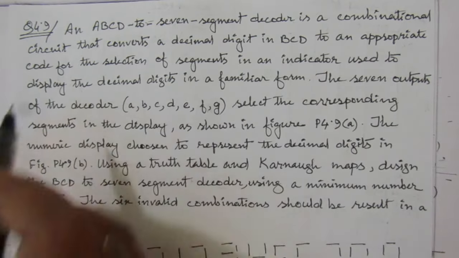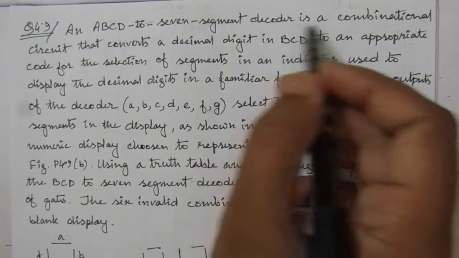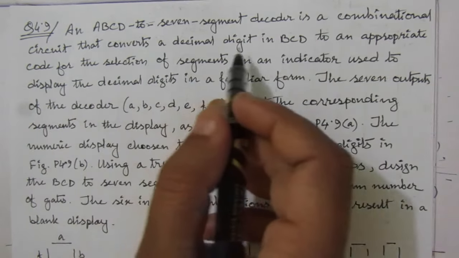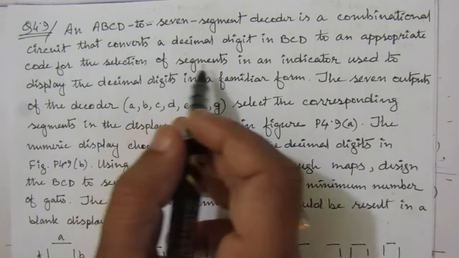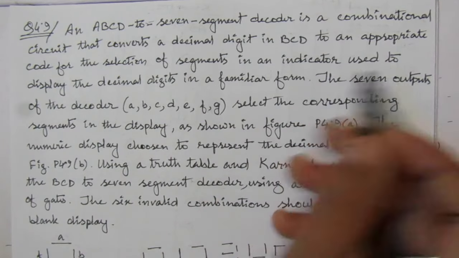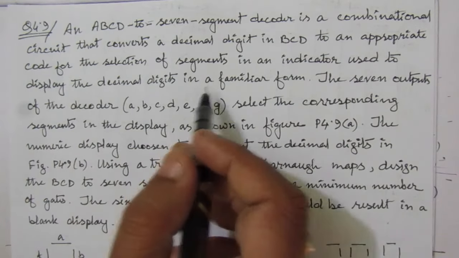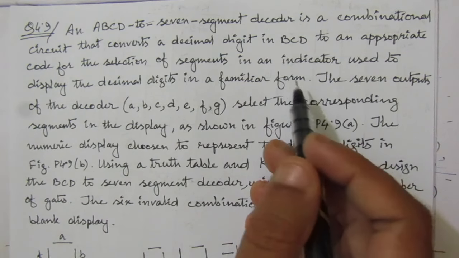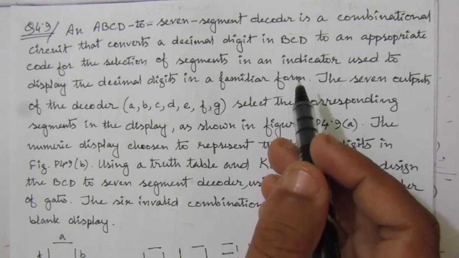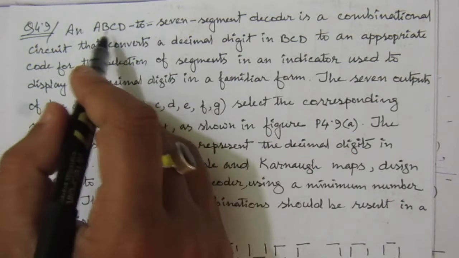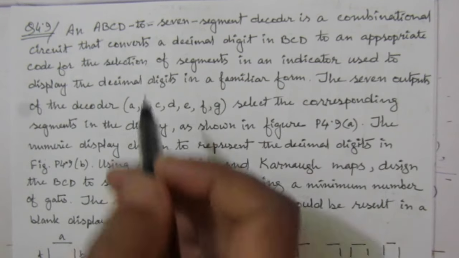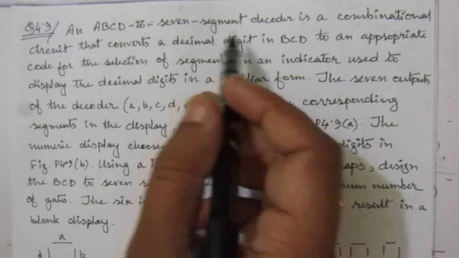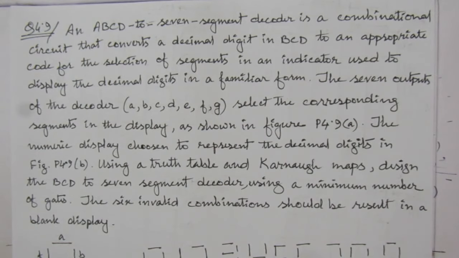The problem is: a BCD-to-seven-segment decoder is a combinational circuit that converts a decimal digit in BCD to an appropriate code for selection of segments in an indicator used to display the decimal digits in a familiar form. That means a BCD to 7-segment decoder. Here ABCD is nothing but a 4-bit BCD, a 4-bit binary number, and for that we have to find out which of the 7 segments will be on or off.